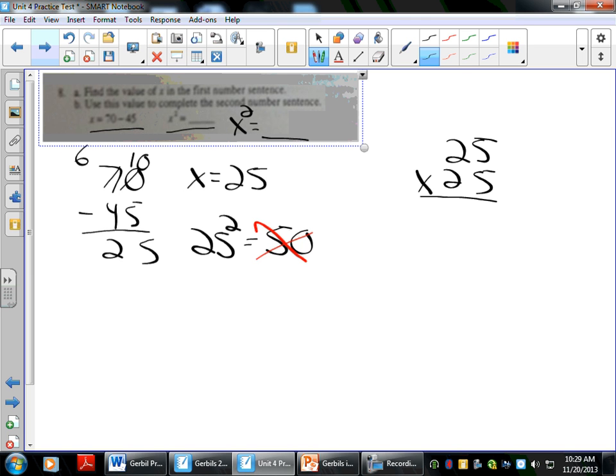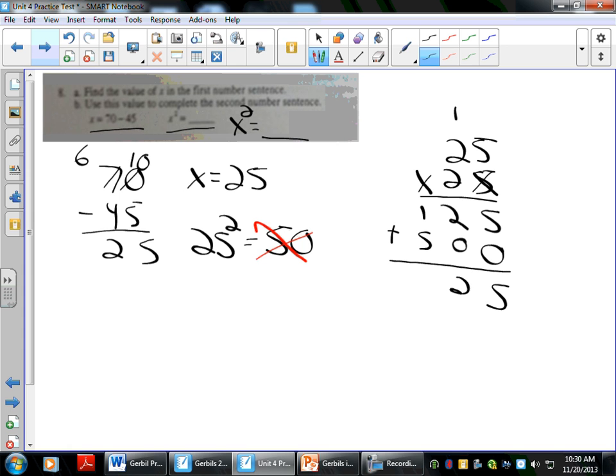Well, 5 times 5 is 25. 5 times 2 is 10, plus 2 is 12. Get rid of this 2 up here so I don't make any mistakes. Place value holder, go ahead and get rid of this 5, don't need it anymore. 2 times 5 equals 10. 2 times 2 is 4, plus 1 is 5. Add them up, got a 5, a 2, a 6. 625 is your answer. Next problem.